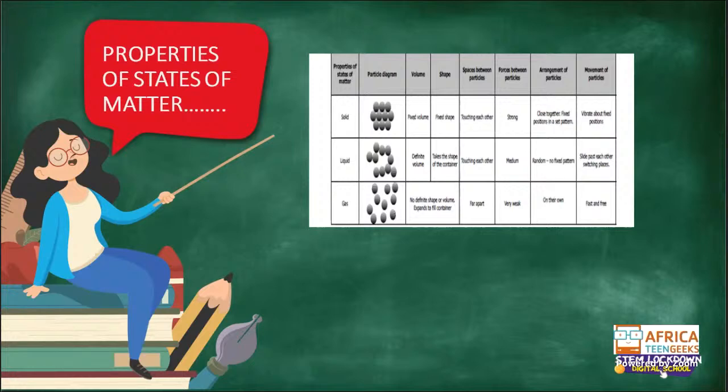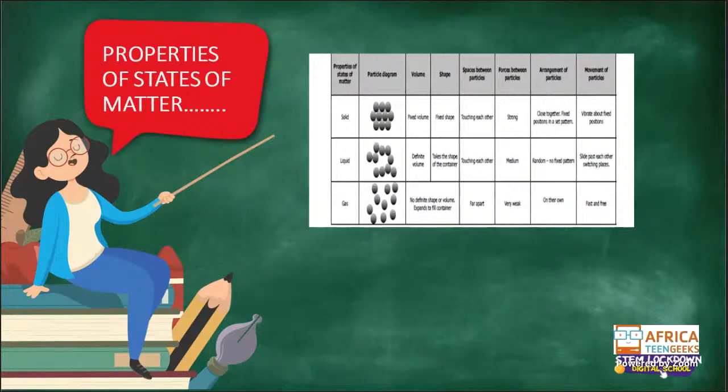So for example, if I have a stone, the stone is fixed, the volume is fixed. Let's look at liquid, the volume is definite. Now let's look at gases. They don't have a fixed shape or volume. They mostly expand to fill the container. Now let's look at the shape of them.